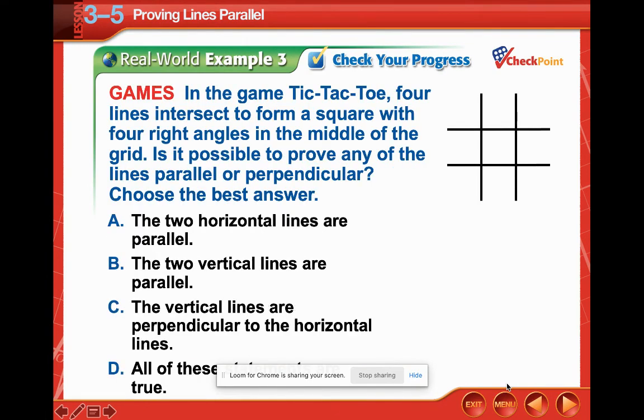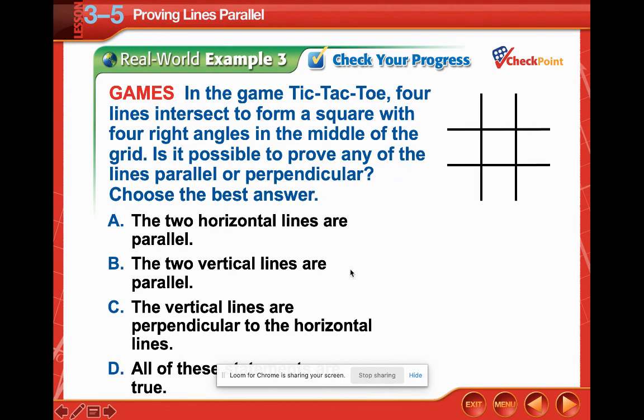All right. In the game of tic-tac-toe, 4 lines intersect to form a square with 4 right angles in the middle of the grid. Is it possible to prove any of the lines parallel or perpendicular? Choose the best answer. Okay, so a lot of these lines are going to be perpendicular because there's 4 right angles. But 2 horizontal lines are parallel, yes, because this is a right angle and this is a right angle, and these are supplementary. So A is definitely correct.